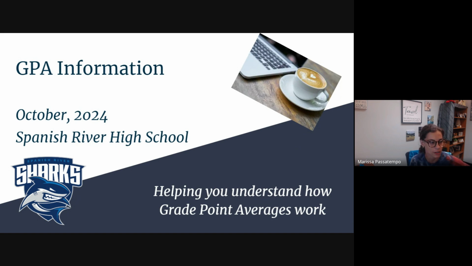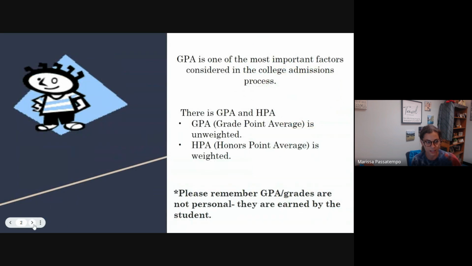Okay, so today we're going to talk a little bit about GPA information and the importance of knowing the difference between a GPA and the HPA and how it's calculated. A GPA is one of the most important factors considered for college admissions. There's a difference between GPA and HPA. A GPA is a grade point average and it is unweighted. The HPA is the honors point average and that is weighted. So that's any classes that are honors or college level classes. So that could be AP, ACE, or any dual enrollment classes.